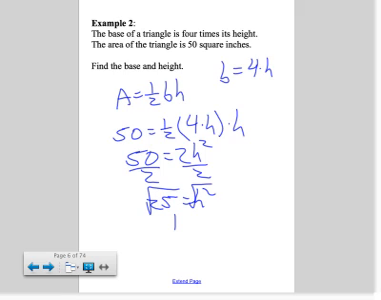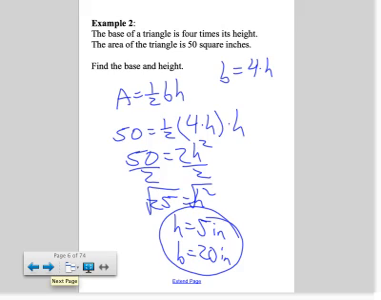Take the square root of both sides. The height has to be 5. And since we know the units here, it's inches. So the height is 5 inches, which makes the base 4 times that, which is 20 inches. Okay. So it's still the area of a triangle problem. It's just a different context. You're solving for different things as opposed to just being asked what is the area.